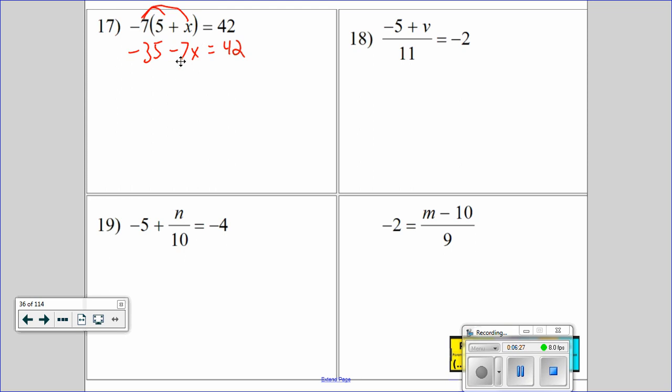And negative 7 times x is negative 7x. We're going to work away from the variable and work our way to it, so we have to do something with this negative 35 first. We're going to add 35 on both sides. Next we drop down our negative 7x, and when we combine the 42 with 35, we get 77. Now x is multiplied times negative 7, so we do the opposite operation, which is to divide by negative 7. In doing so, x is equal to negative 11.